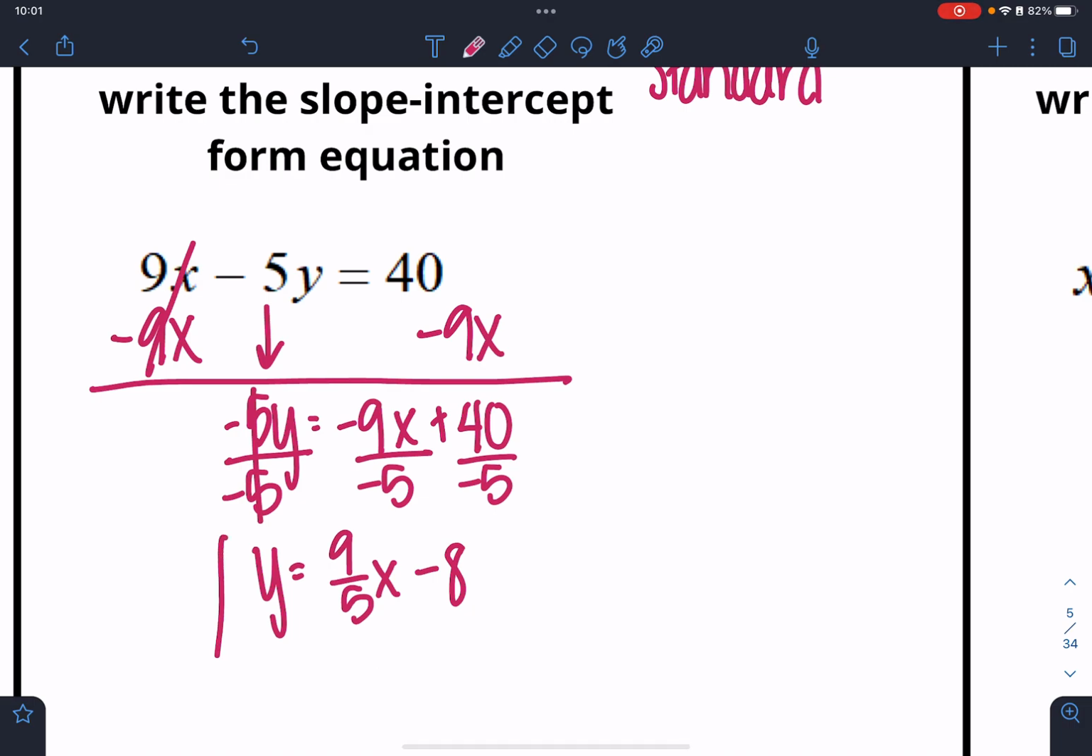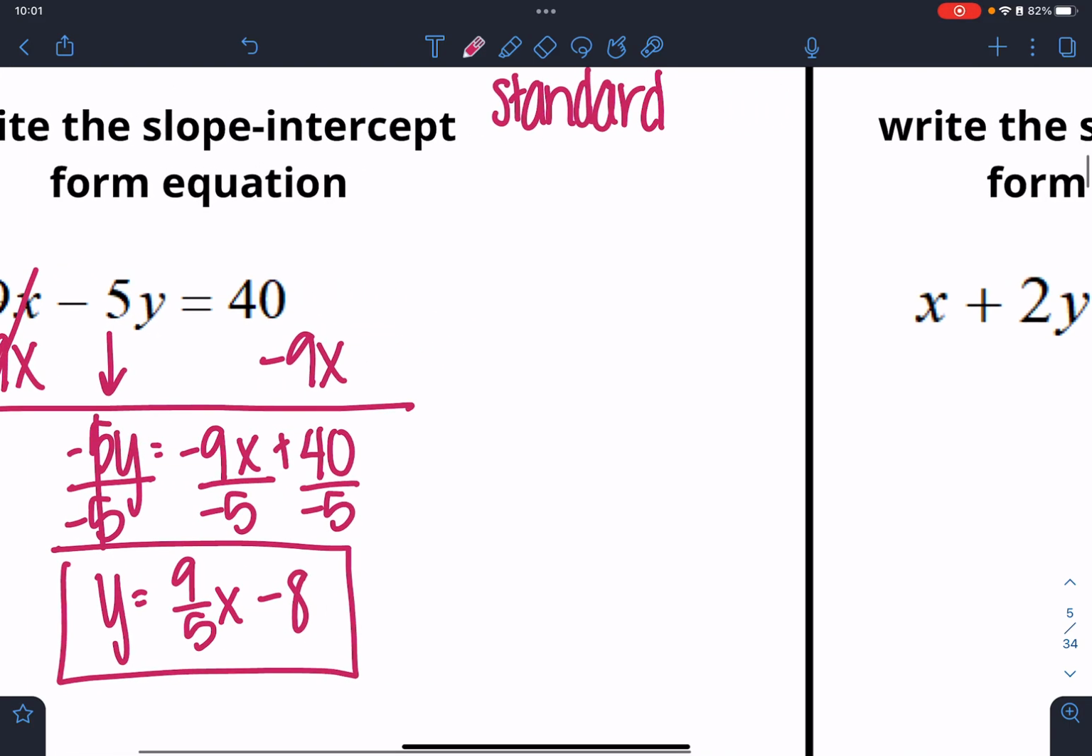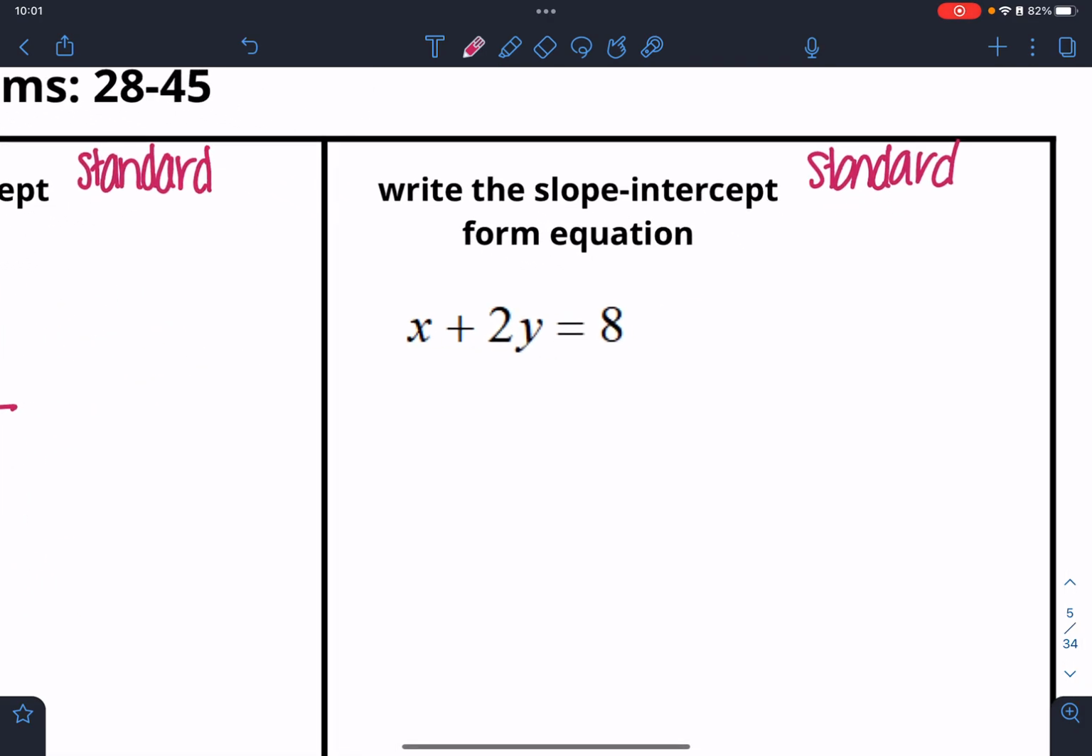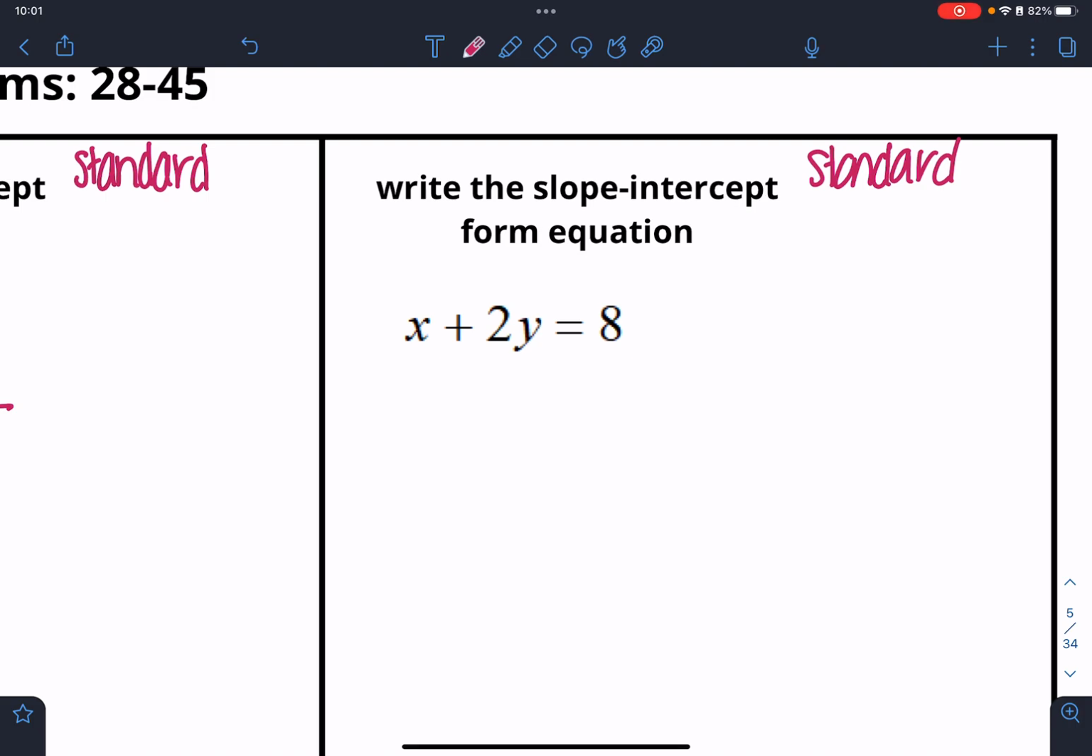Okay, so now we have it in slope-intercept form, and you could graph this. You could now graph this on a coordinate plane, but we'll do that tomorrow. Okay, so let's try that one more time, practicing that. And I like this one because this was kind of a weird one that a lot of us got confused on.